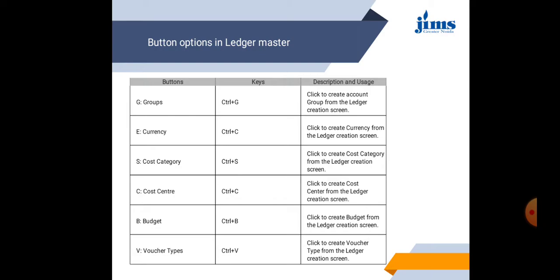Then we have cost centers, that is Control plus C. Click to create cost center from the ledger screen. Then budget, Control plus B to create budget from the ledger creation screen. V, voucher type, Control plus V, click to create voucher type from the ledger creation screen.